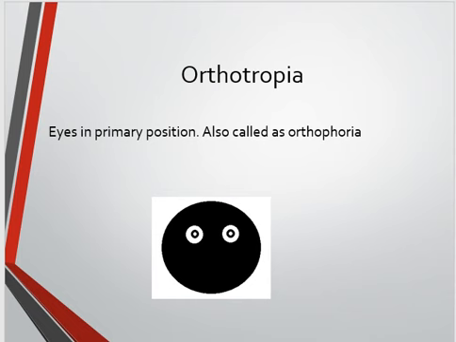Another terminology that we use to describe the eyes in primary position is orthotropia or orthophoria, that is the eyes are looking straight ahead in primary position. When it is not, then it is called a squint.